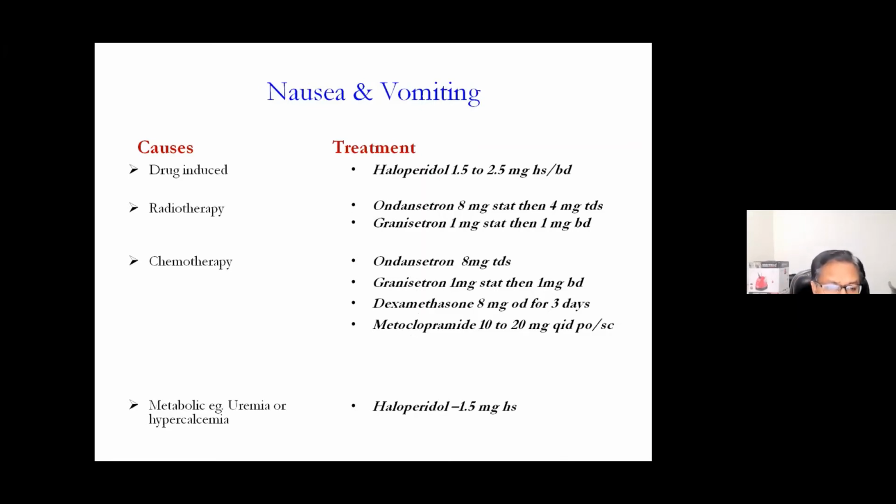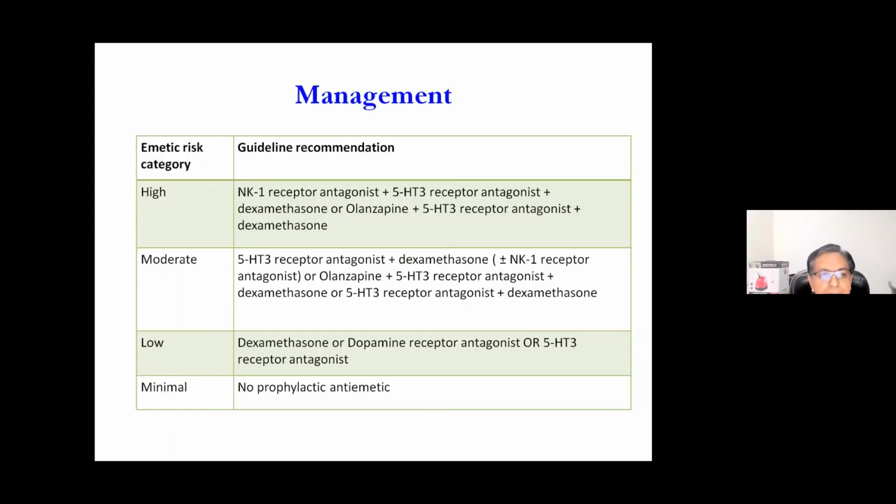When we talk of metabolic abnormalities, obviously the underlying manifestation of uremia or hypercalcemia needs to be managed as per the standard protocol, but haloperidol appears to be an acceptable drug for metabolic-induced nausea and vomiting. Now, these are the usual combinations of drugs used for chemotherapy-induced nausea and vomiting. For highly emetogenic drugs, we can use NK receptor antagonists with 5-HT receptor antagonists with steroid.